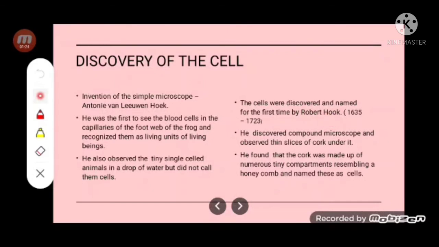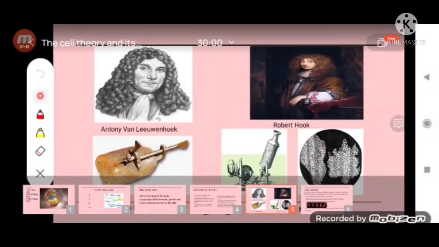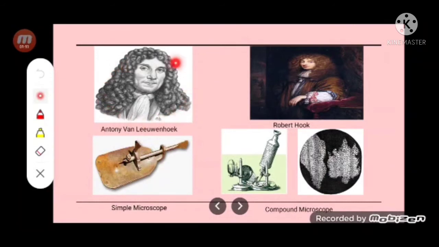So what did he do? He discovered a compound microscope and observed thin slices of cork under it. He found that cork was made up of numerous tiny compartments resembling a honeycomb and named these as cells. Here you can see Antony van Leeuwenhoek and his simple microscope, and Robert Hooke, who found out the cells with the help of his compound microscope.